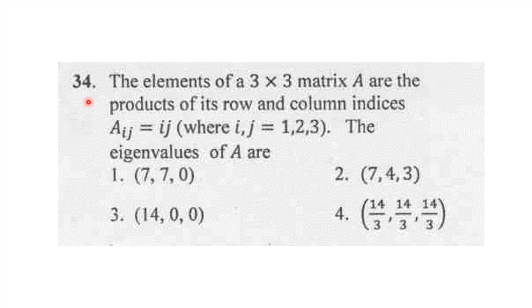Question number 34. The elements of a 3 cross 3 matrix A are the product of its row and column indices: Aij is equal to i times j, where i and j run over 1, 2, 3 because it's a 3 cross 3 matrix. What are the eigenvalues of A? This is a problem we are going to solve now.